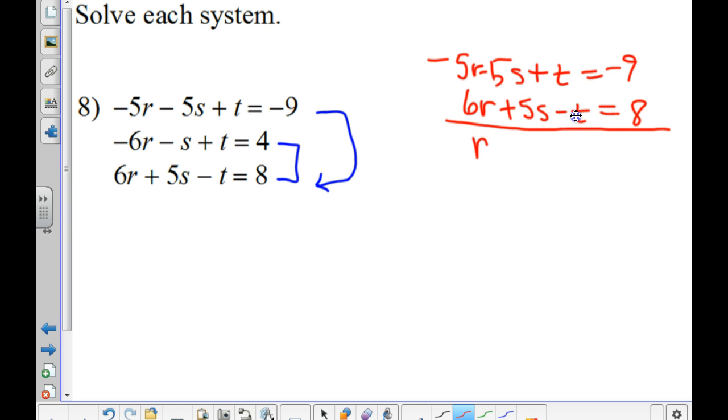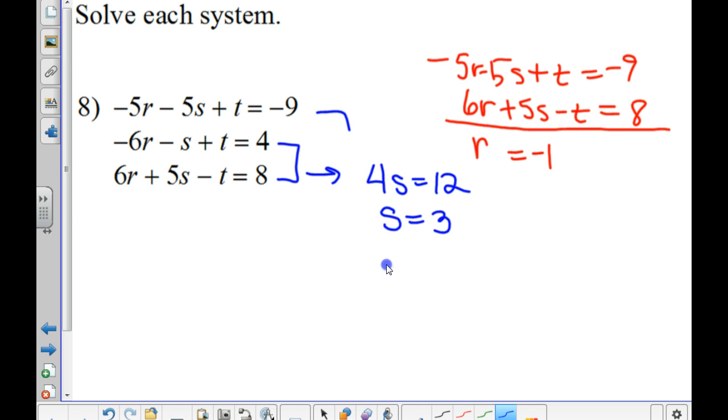Yeah, the S's drop out and the T's drop out, and I get R equals negative 1. That was nice. Okay. I could also add these bottom 2 together. Those I won't rewrite. I'll just write an arrow here. What happens there? Yeah, both the R's and the T's drop out, so I get 4S equals 12. So now I know S is 3.